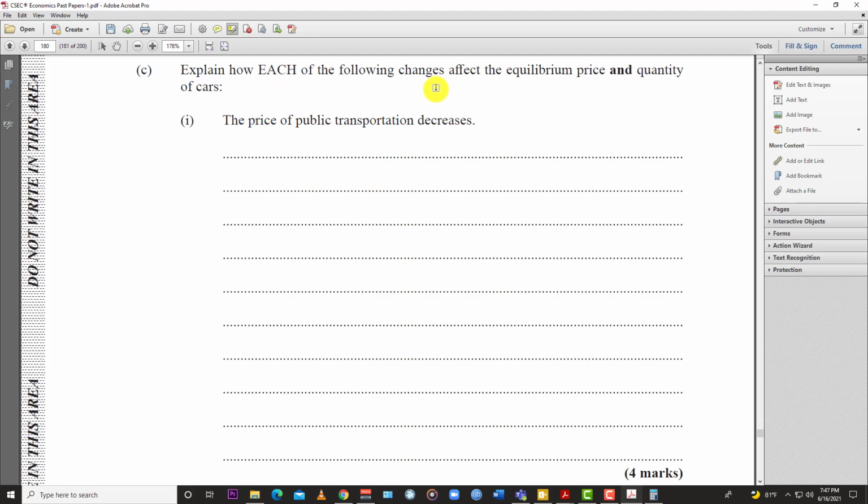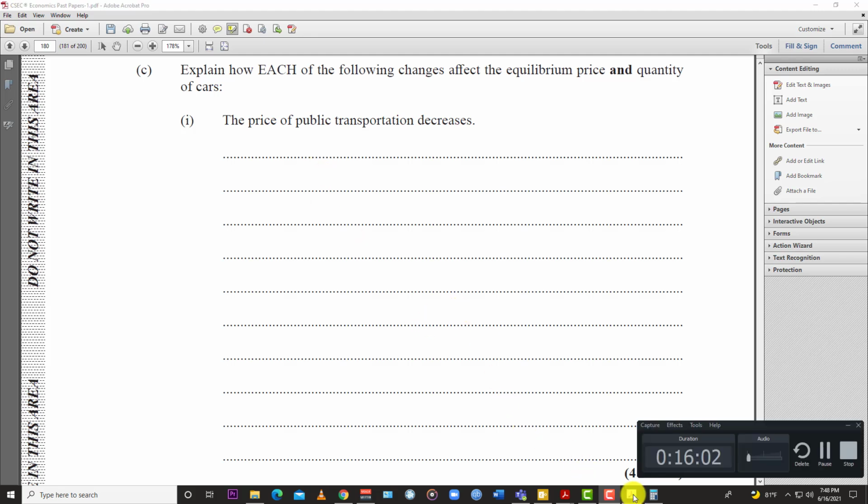So explain how each of the following changes affect the equilibrium price. Again, because the price of public transportation has fallen, more persons are going to be demanding public transportation because it's cheaper than the cars. And if more persons demanded public transportation, then there's a fall in the demand for cars. And so if there's a fall in demand for cars, ceteris paribus, then the equilibrium price for cars will fall, and the equilibrium quantity for cars will fall, because there's a decrease in the demand for cars.